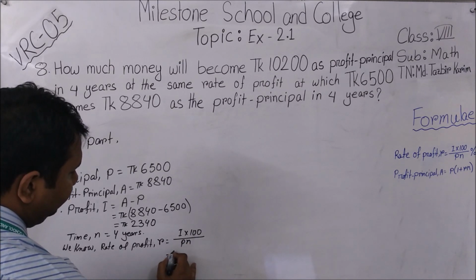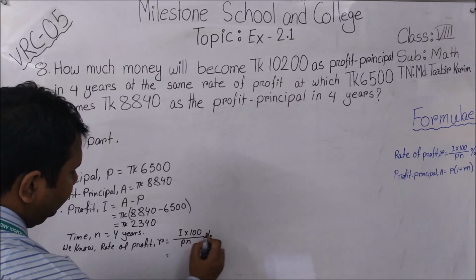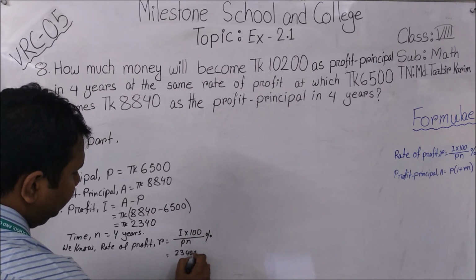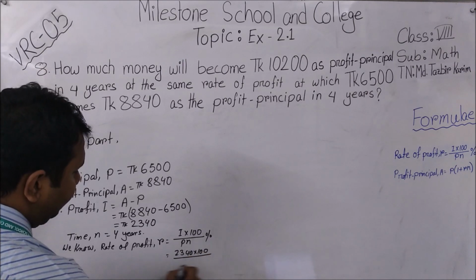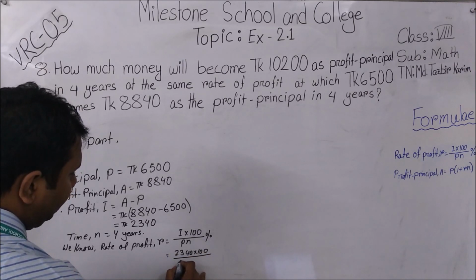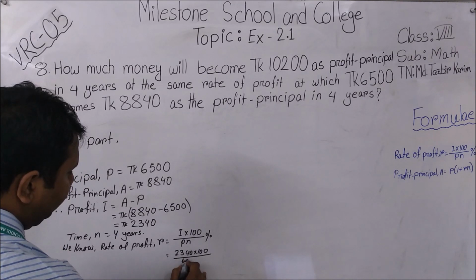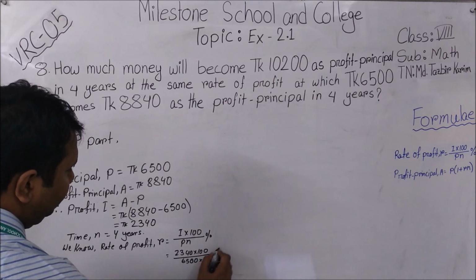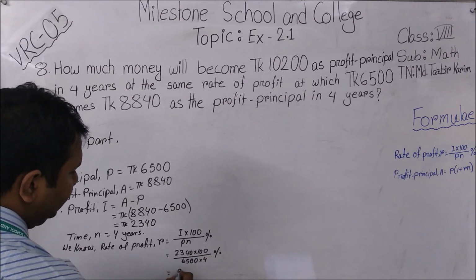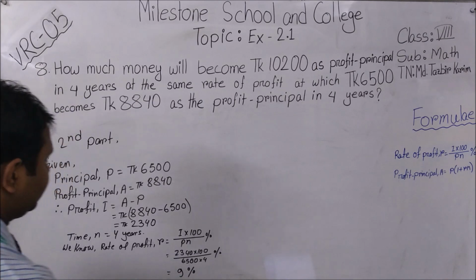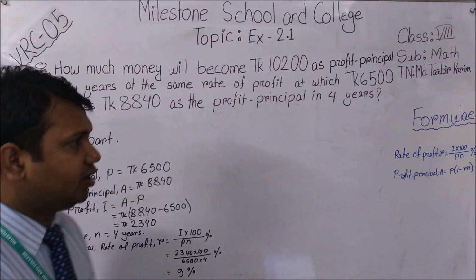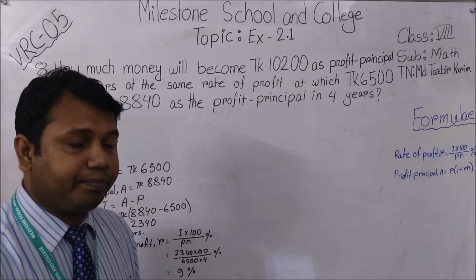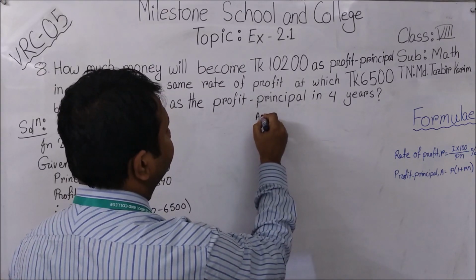If you use the formula, you will get the rate of profit. So I here is 2,340 into 100 by P equal to 6,500 into n equal to 4. So that will be 9%. Now we can use this 9 in the first part of the math, and we can easily find the principal.